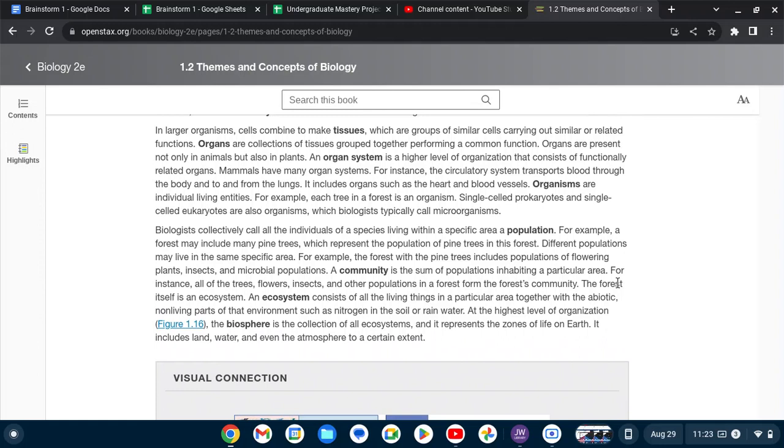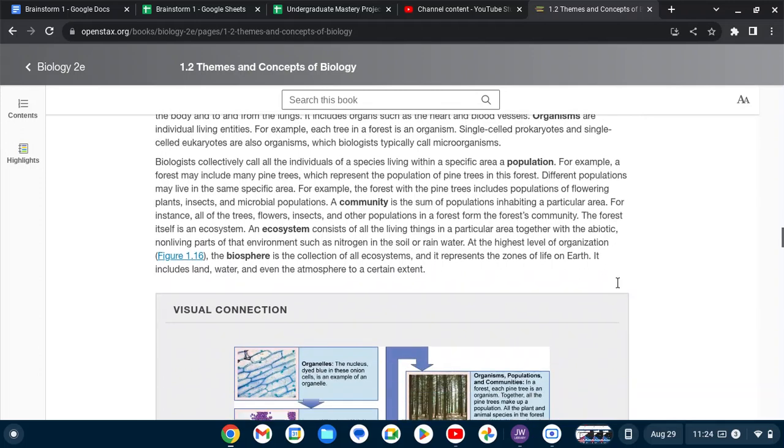Organisms are individual living entities. For example, each tree in a forest is an organism. Single-celled prokaryotes and single-celled eukaryotes are also organisms, which biologists typically call microorganisms.